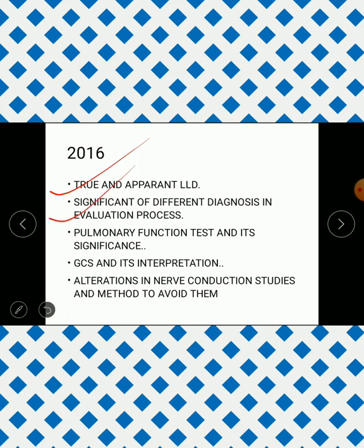In the year 2016, true and apparent LLD, that is limb length discrepancy, significance of differential diagnosis in the evaluation process, pulmonary function test and its significance, GCS and its interpretation, alterations in nerve conduction studies and methods to avoid them.